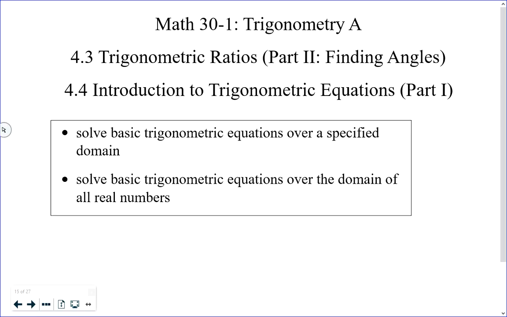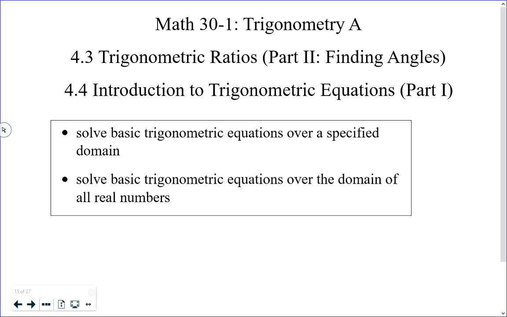So I want to just take a minute and explain why this is 4.3 Part 2 and 4.4 Part 1. In 4.3, you learn about all those things we did yesterday, but you also learn about how to find an angle. That's how it's approached in the previous section. And then in 4.4, among other things, we solve trig equations. But when you solve a trig equation, you're finding an angle. So there's no difference between what's being taught at the end of section 4.3 and at the beginning of section 4.4. We're solving trig equations today.